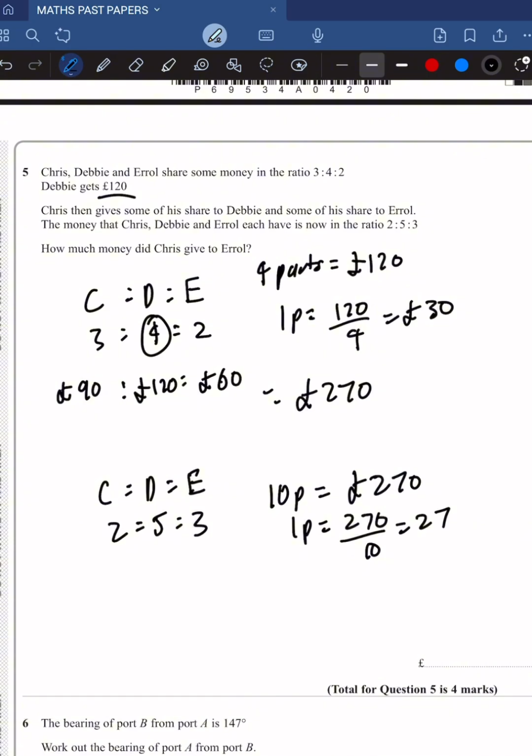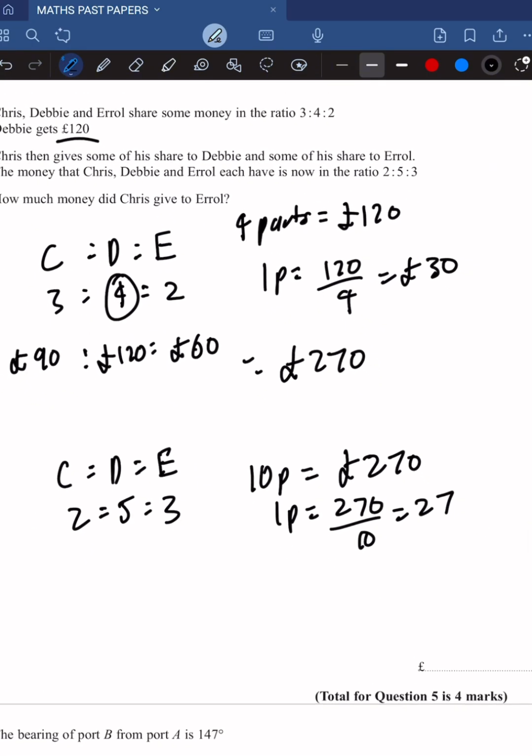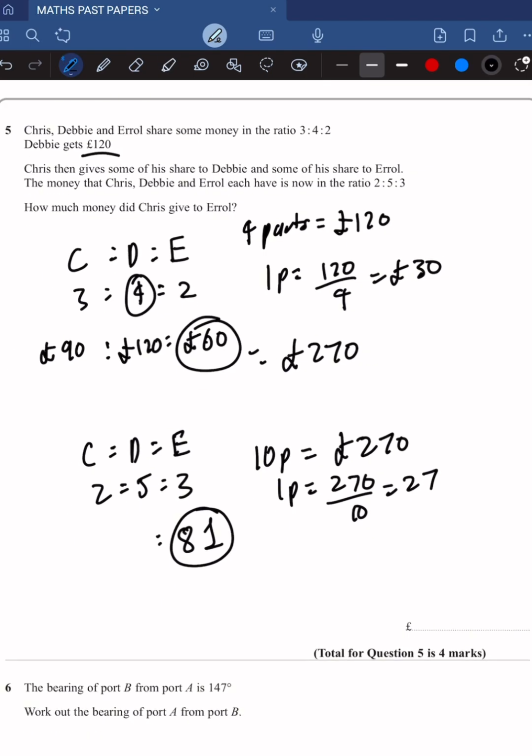Now, how much money did Chris give to Errol? So let's look at how much Errol has now. 3 times 27 is of course £81, right? So now Errol has £81. Well, before he had £60. So how much did Chris give to Errol? 81 minus 60, which is 21. 4 marks in the bag.